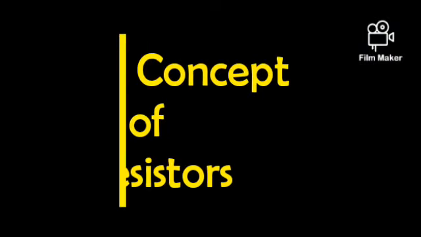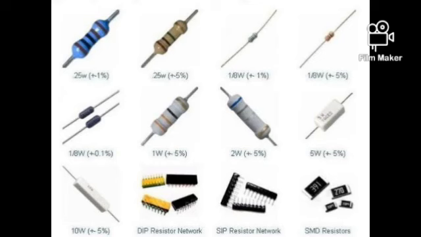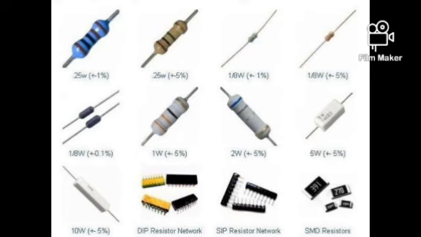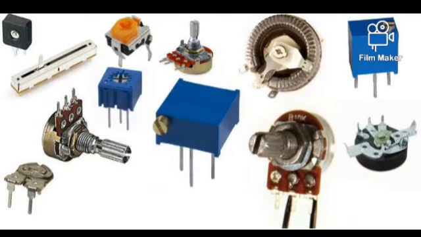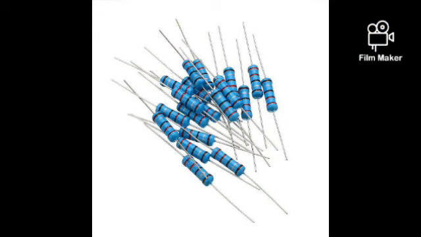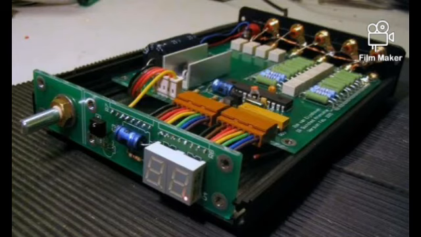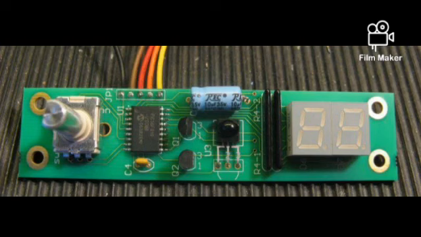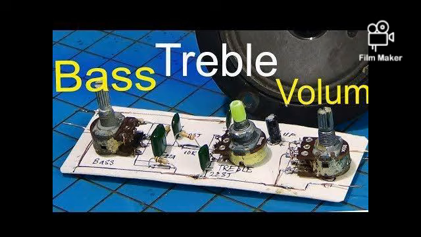Now let's look at the concept of resistors. Resistors, as we know, are simply devices which offer opposition to the flow of current in the circuit. They come in various forms. We have the surface mount resistors, the variable resistors, the standard resistors, and many more. The interesting thing about them is that they are commonly found in almost any kind of electronic device. A good example is the potentiometer variable resistor, used as volume regulators in various circuit designs. It can also be used for bass and treble volume regulation.